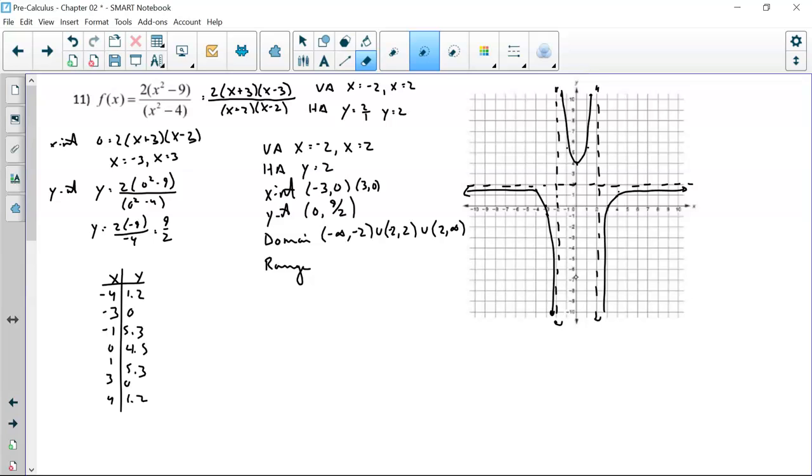So what we have here is for our range, we have 2 intervals. We're going for the lower interval, negative infinity up to 2 with a parentheses. And the union, now for the other one, it starts at 9 halves or 4.5, whatever you want to use. And it's going up to positive infinity. That's our range for this. A little bit trickier.